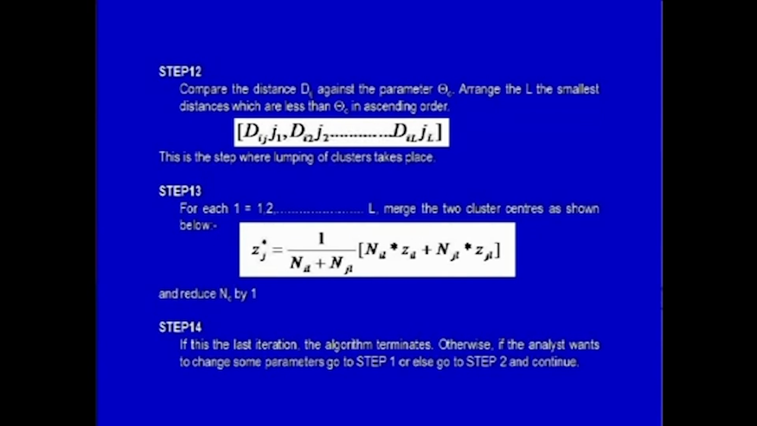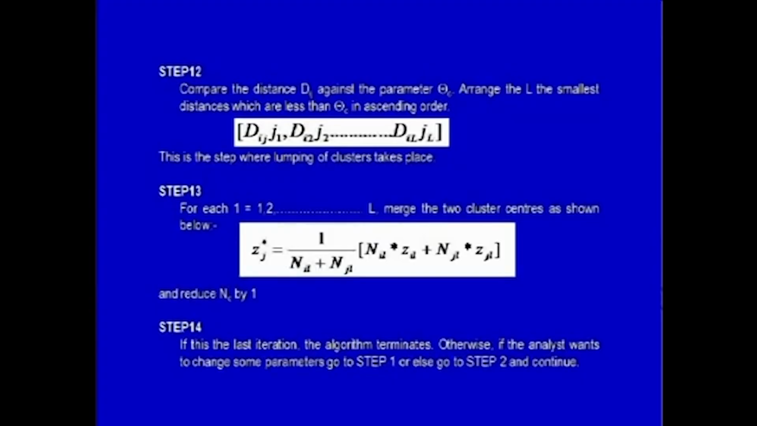Having found the distances between the cluster centers and arranged them in ascending order, the next step, which is step number 13, is the step where the clusters are merged. The merging of the clusters is done by the relationship as shown here, that is the new cluster center would be defined by 1 divided by the total number of points in cluster i plus the total number of points in cluster j, multiplied by the total number of points in cluster i multiplied by its mean position plus the total number of points in cluster j multiplied by the position of the jth cluster, and we now reduce the total number of clusters by 1.